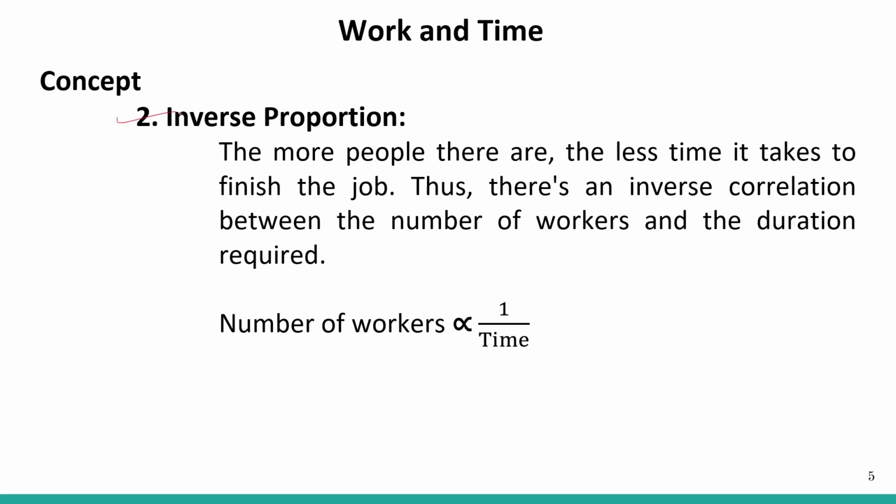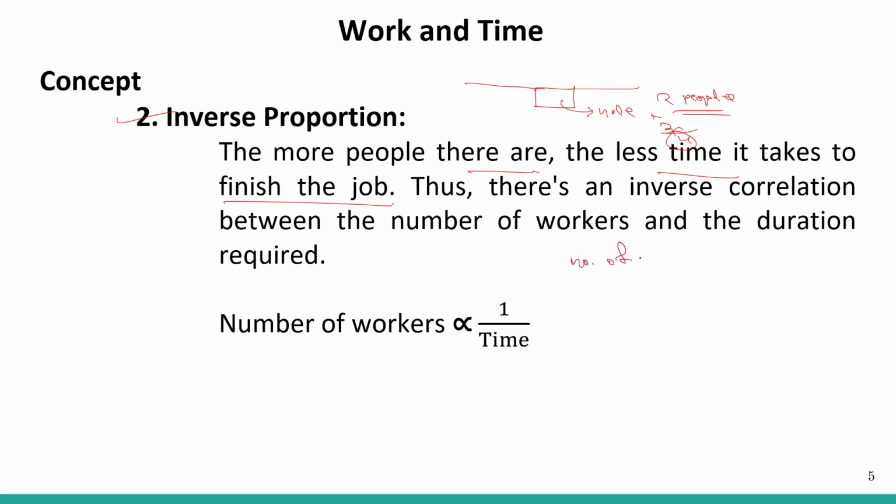The second concept is inverse proportion. The more people there are, the less time it takes to finish the job. Let's say you have a job to dig a hole in the ground. Initially you had 2 diggers, but you realize you need more people to dig it faster. So you added 2 more people, making 4 people. Now the hole is dug in half the time, because the number of people increased.